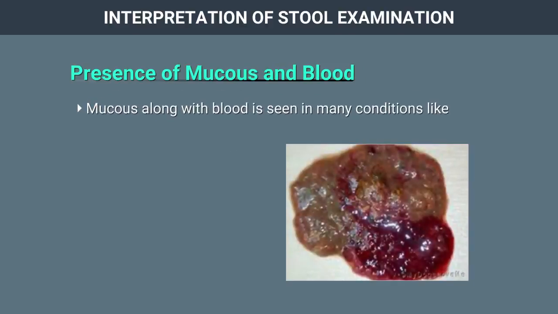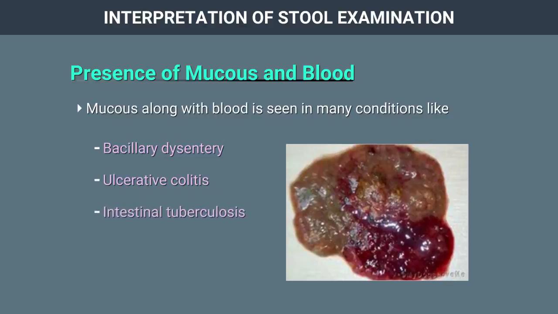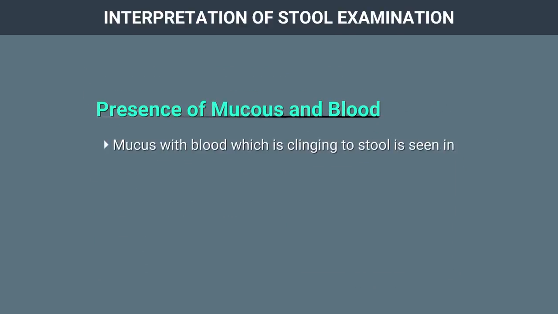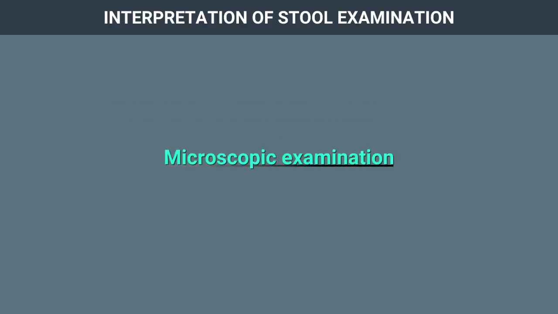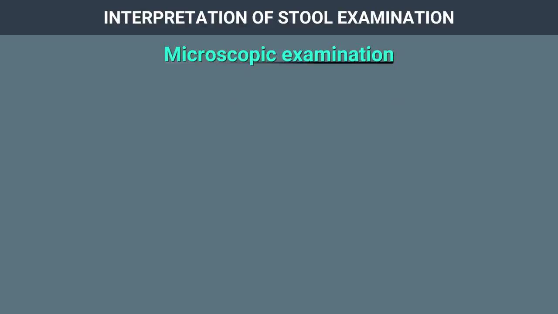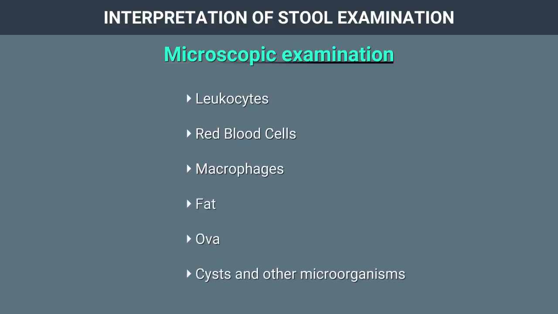Mucus along with blood is seen in many conditions like bacillary dysentery, ulcerative colitis, intestinal tuberculosis, amoebiasis, enteritis, etc. Mucus with blood which is clinging to stool may be seen in malignancies of colon and inflammatory lesion of rectal canal. Microscopic examination is done to look for the presence of leukocytes, red blood cells, macrophages, fat, ova, cysts and other microorganisms.